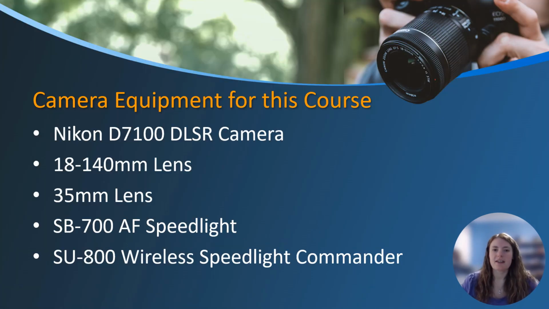So I wanted to start this discussion of photography by explaining what specific camera equipment you'll be using this semester. You're going to be using a Nikon D7100 DSLR camera with an 18 to 140 millimeter zoom lens and a 35 millimeter fixed focal length lens. In addition to the lenses themselves, you'll also be using an SB700 speedlight, which is a separate flash unit that can be attached to the camera, and you'll have access to an SU800 wireless speedlight commander, which allows the SB700 speedlight to be used wirelessly in conjunction with the camera flash.